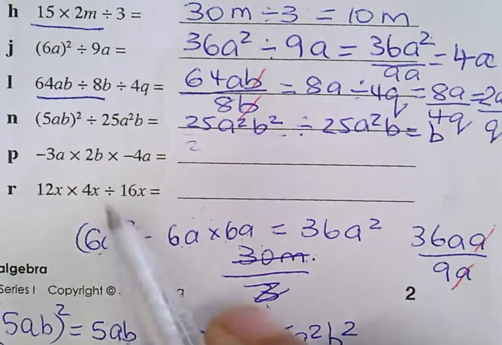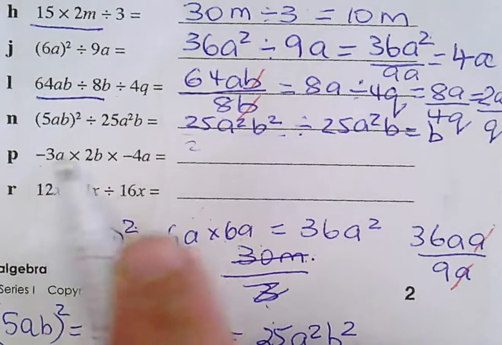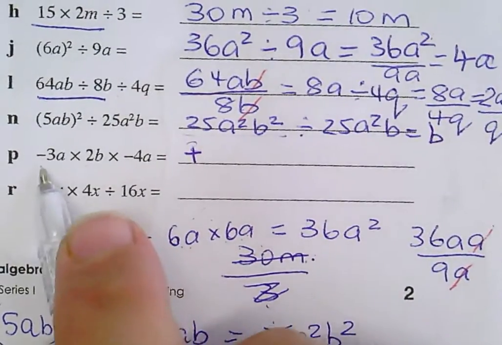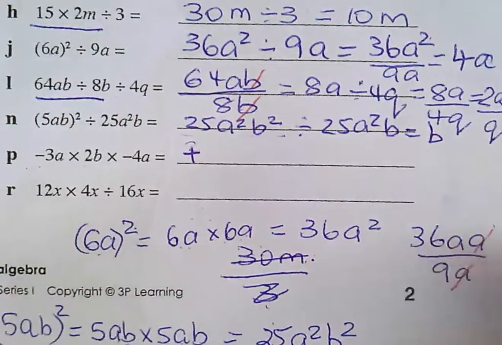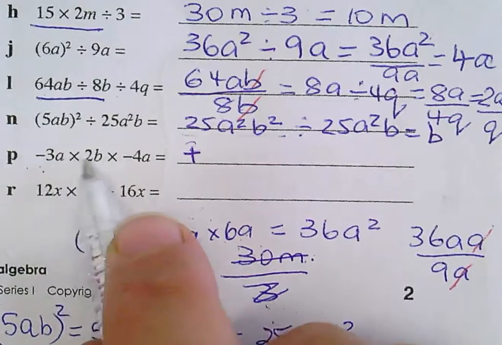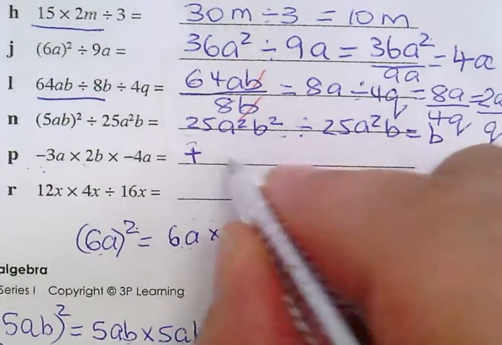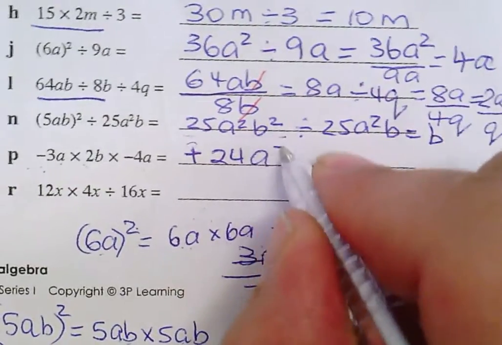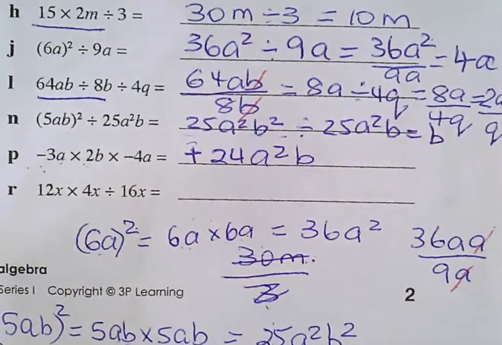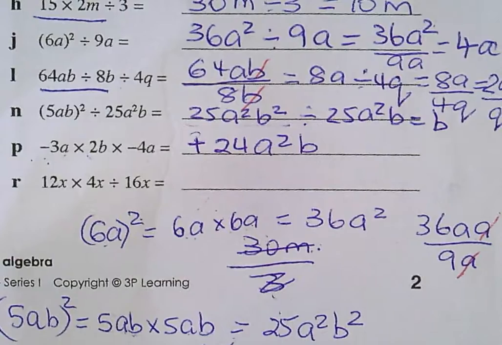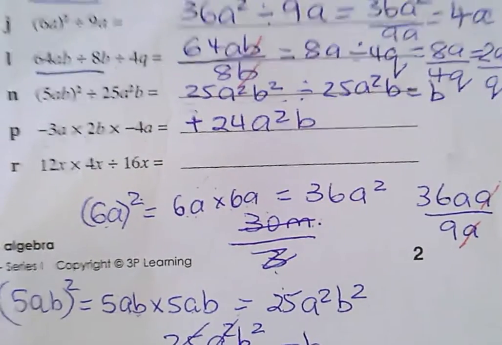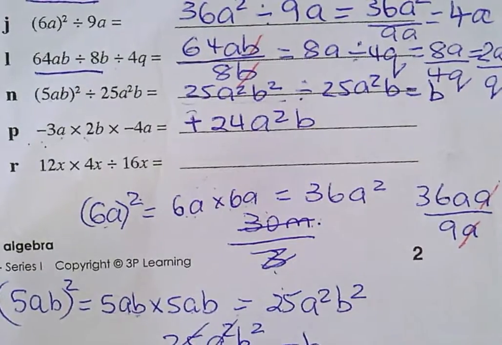The next two are easier. A negative times a positive times a negative is a positive. Just because it's multiplied, you can just multiply all the way through. 3 times 2 is 6. 6 times 4 is 24. A times a is a squared, and we've got a b. So when you're multiplying, you can just multiply everything in one go. But when you've got a mixture of multiplying and dividing, you have to do them in order.